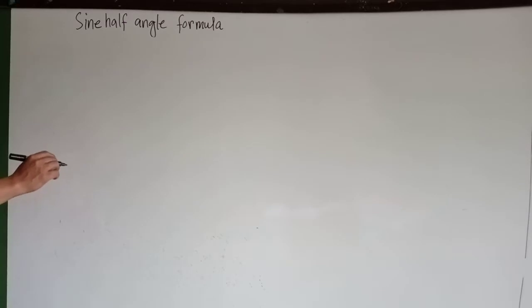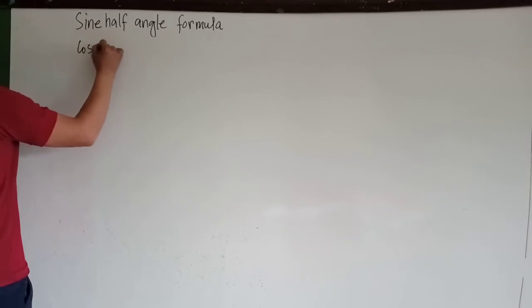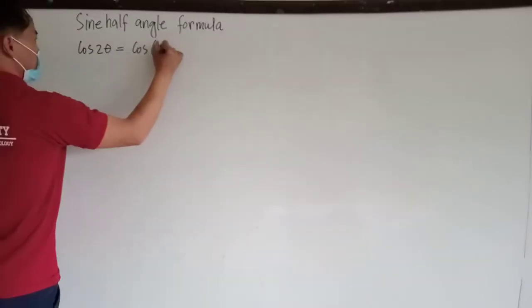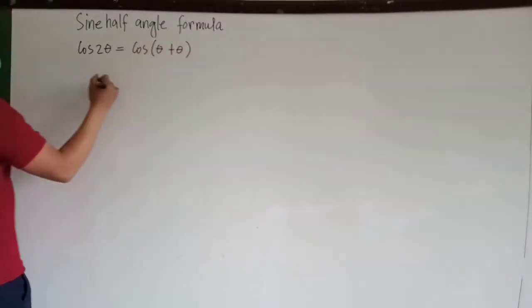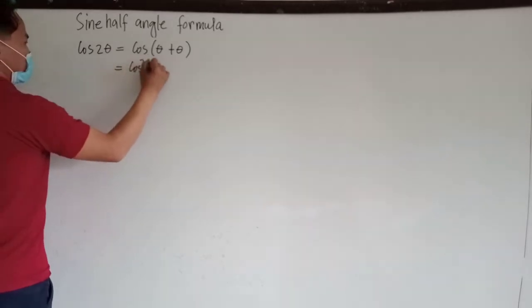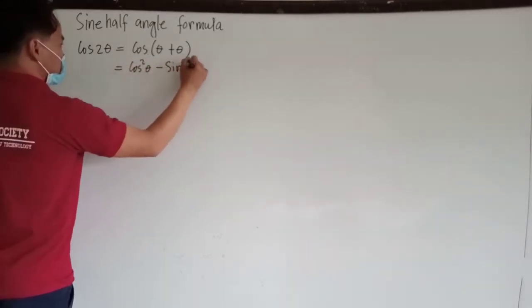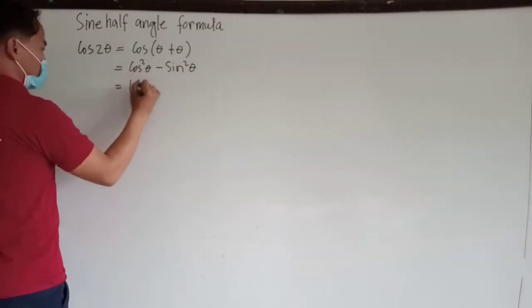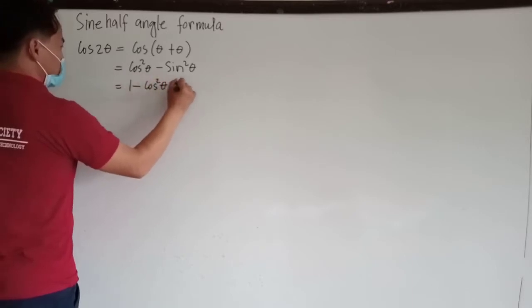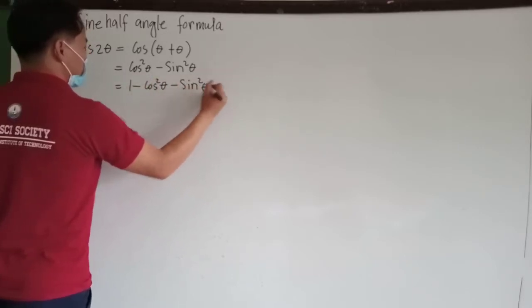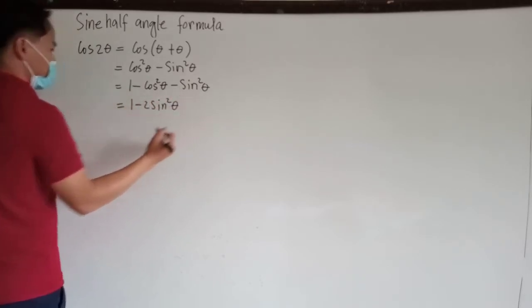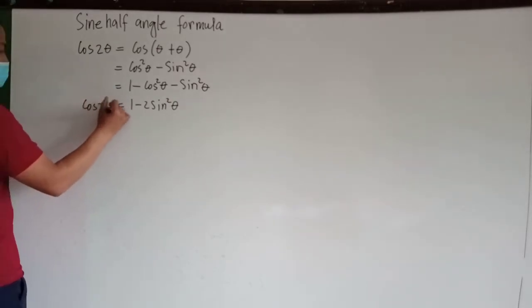The sine function half-angle formula can be derived using the double angle. We have cos of 2 theta, which is equivalent to cos of theta plus theta, or that is equivalent to cos squared theta minus sine squared theta. Simplified in terms of sine, that is equivalent to 1 minus sine squared theta minus sine squared theta, or we have 1 minus 2 sine squared theta as equivalent to cos 2 theta.